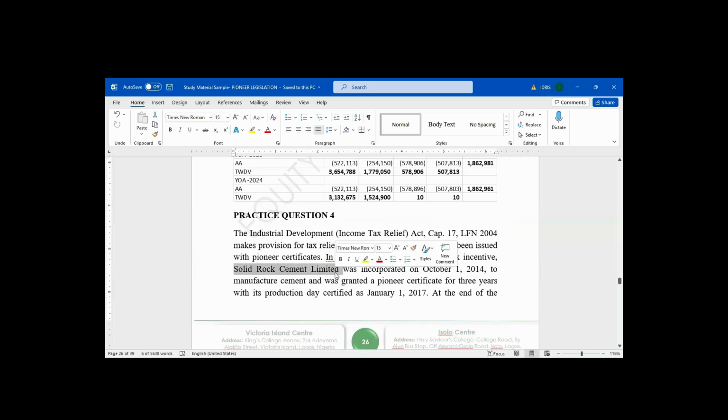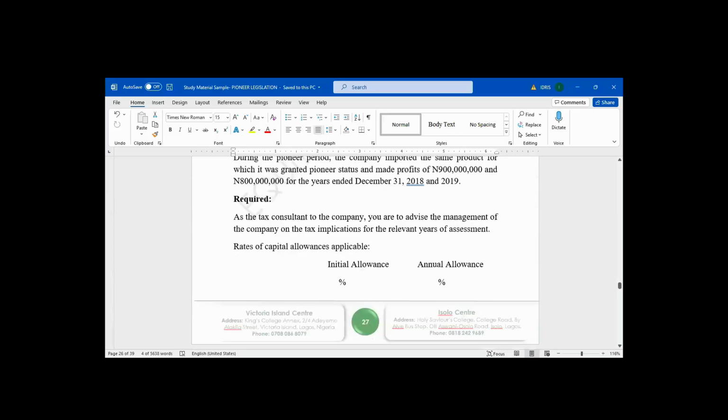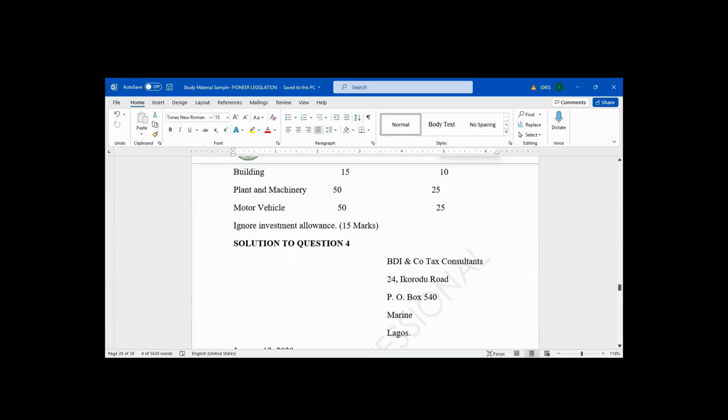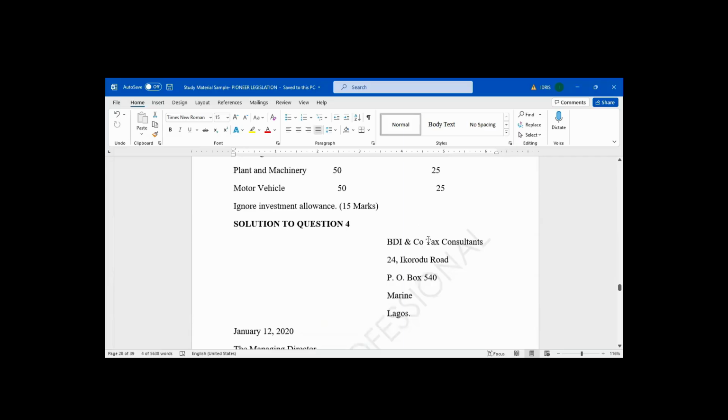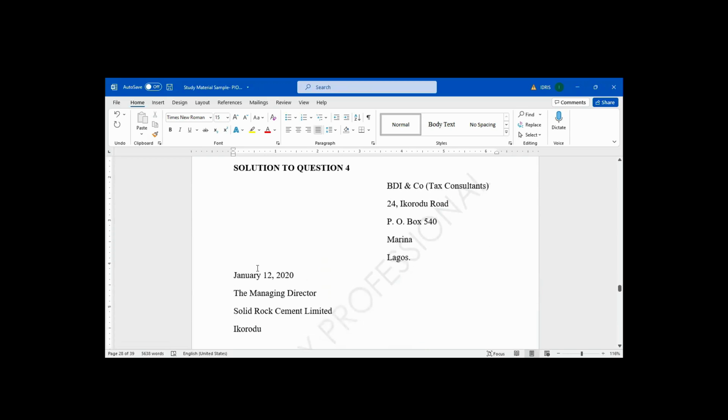Solid Rock Cement. You address your letter to the managing director. Look at my solution now. I write BDI and Co. Tax Consultants, Number 24, Ikorodu Road, Marina, Lagos, as an example. The date of my letter, January 12, 2020.